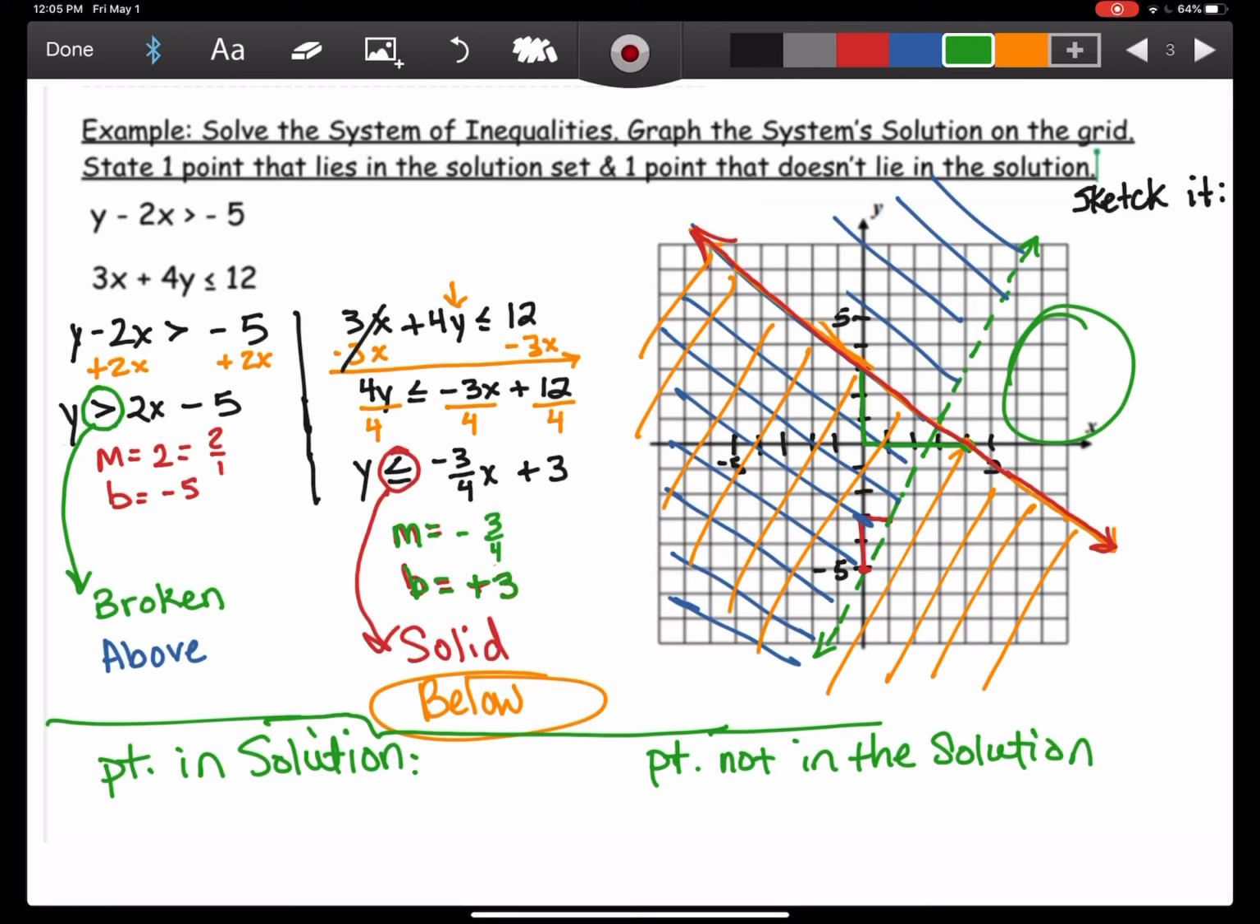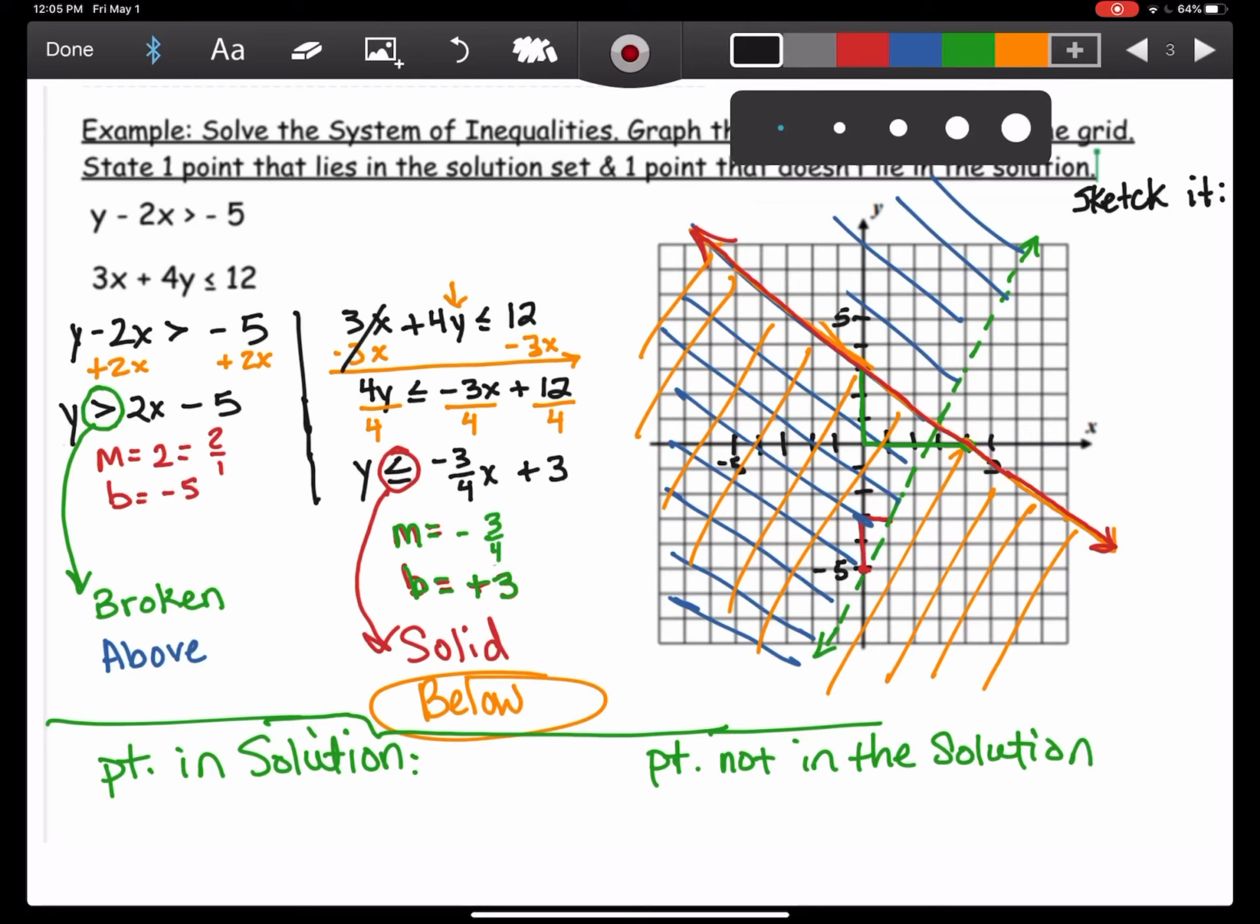This is no solution here. Any point in this area is not part of the solution. I could even pick a point here. This is not a point in the solution. And I could pick a point over here. No point there is part of the solution. The only area where the solution exists is here. Okay, and more importantly, the points on the solid red line are part of the solution. The points that lie on the broken green line are not part of the solution.